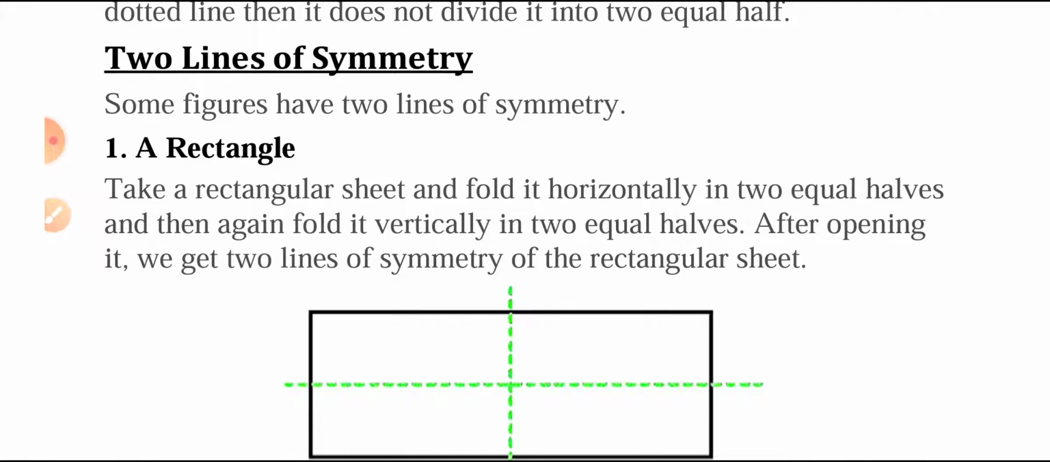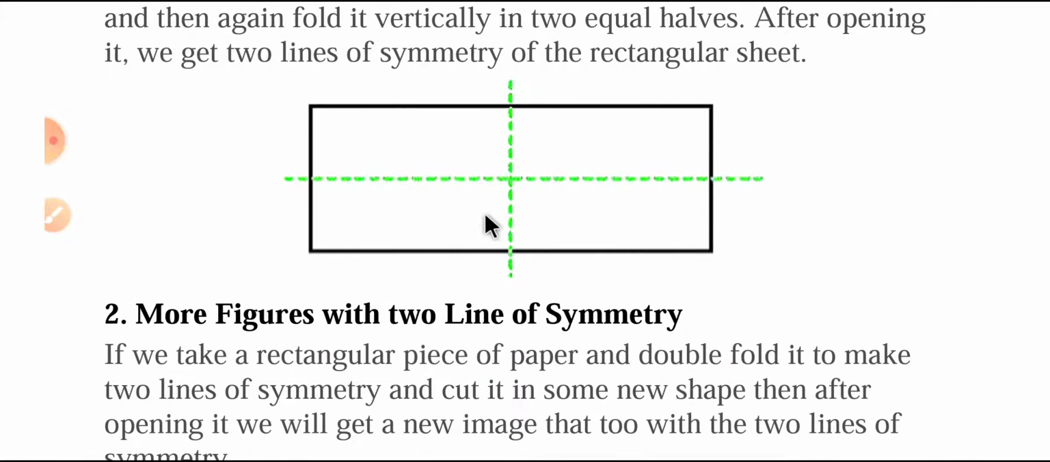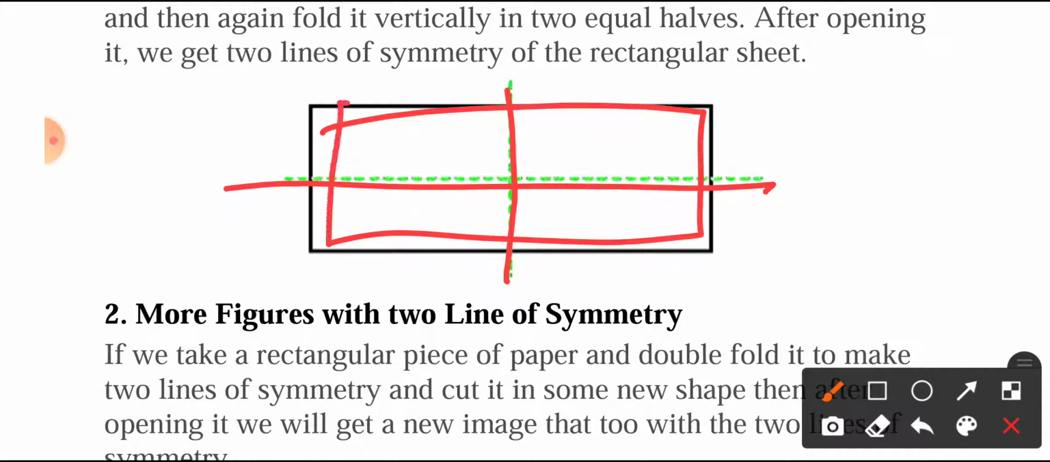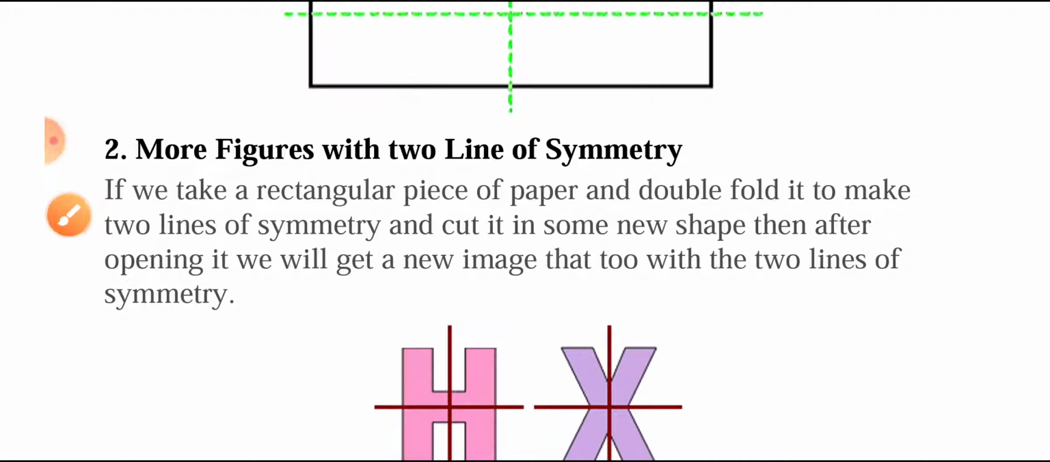Now two lines of symmetry. Some of the figures have two lines of symmetry. For example, a rectangle. You have to take a rectangular sheet and fold it horizontally in two equal halves and then fold again vertically into two equal halves. After opening, we will get two lines of symmetry of the rectangular sheet. Horizontally means from the middle, and vertically from the center only. So if you fold it vertically and horizontally, after opening you will get how many lines of symmetry? 1 and 2.